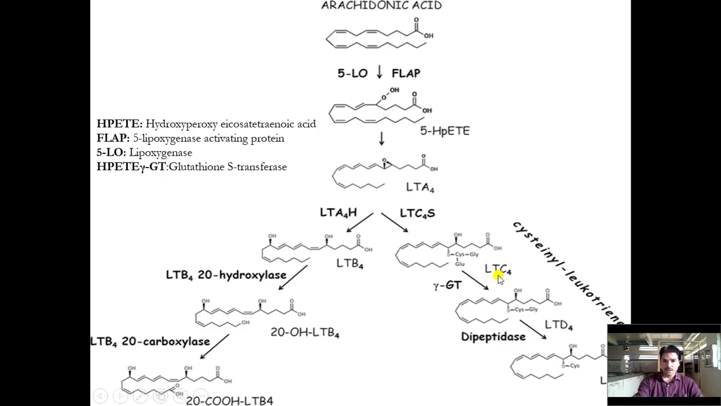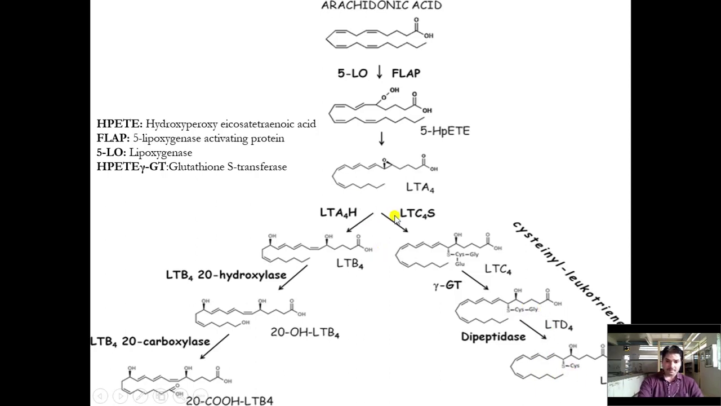Leukotriene C4 will convert into leukotriene D4 by removing glutamic acid. So this is the S-cysteine glycine, but there is an absence of glutamic acid. So it is called LT-D4, that is, leukotriene D4. This leukotriene D4 will convert into leukotriene E4 by the removing of glycine amino acid.